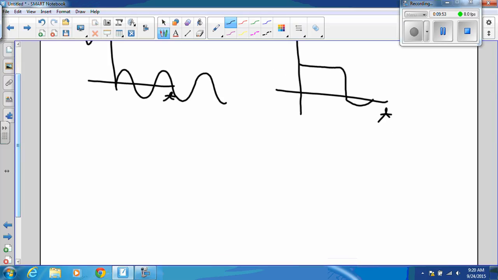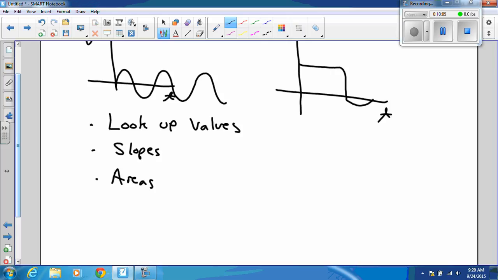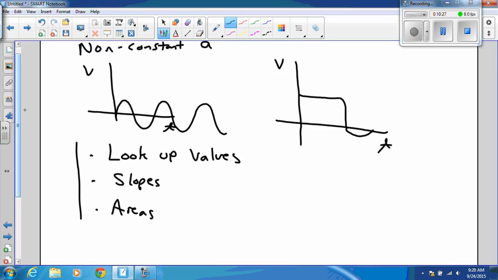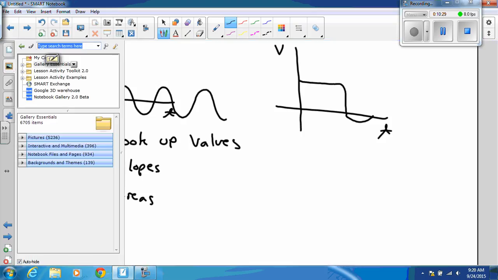So our basic analysis methods are going to be we're going to look up values on the graph, we're going to calculate slopes, and we're going to calculate areas. And if you can do these three things pretty well, then you're going to be really well positioned to do calculus as well, because what we're really doing is sort of baby calculus. You're not babies, but it's like the first steps of calculus. All right, so how does this looking up of values work?